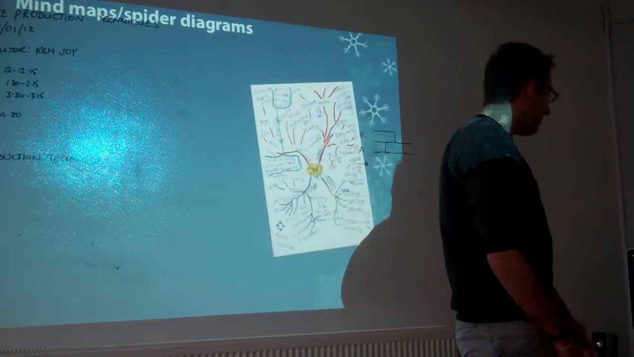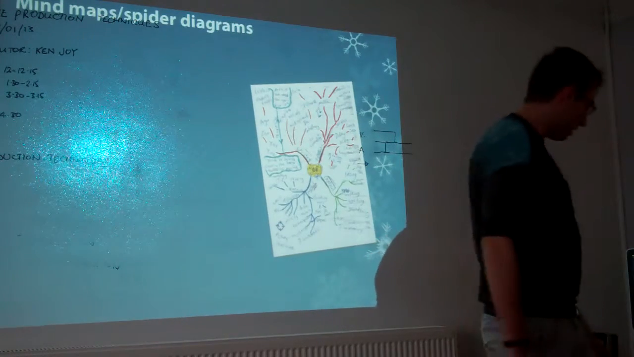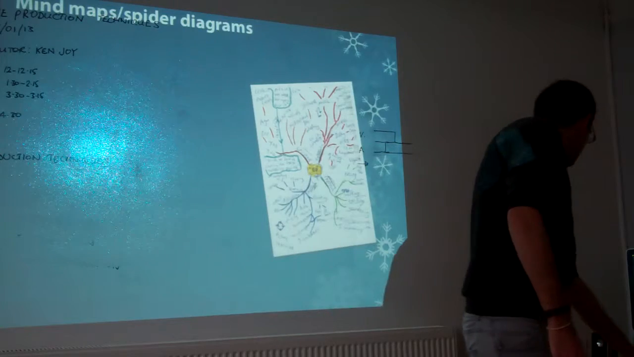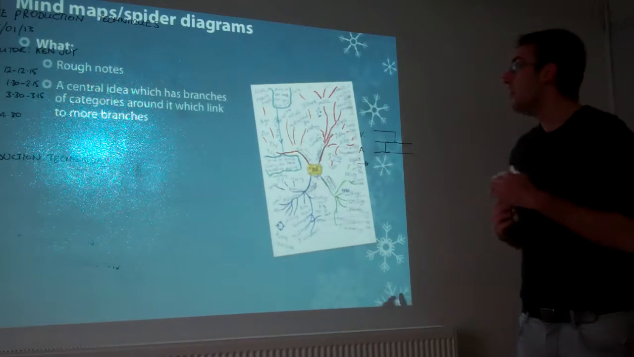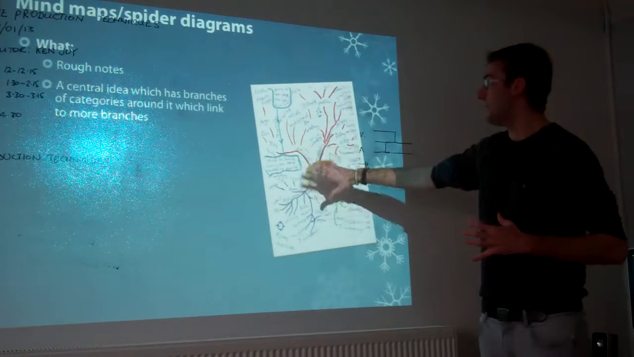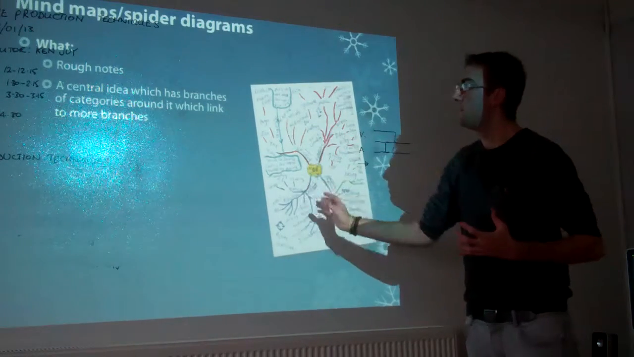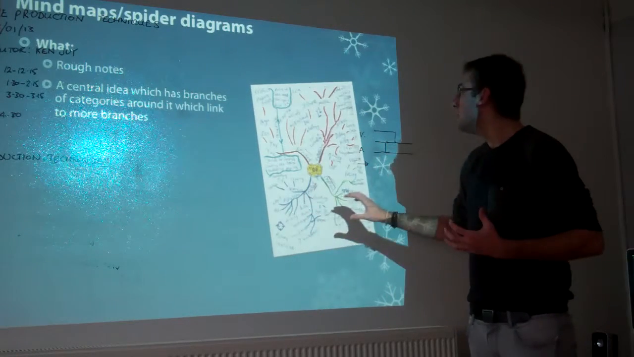Next are mind maps and spider diagrams, whatever you want to call them. These are basically just rough notes, or they can be really detailed as well, but it's just where you have like a central idea which branches out into subcategories, and then those subcategories branch out to more ideas.